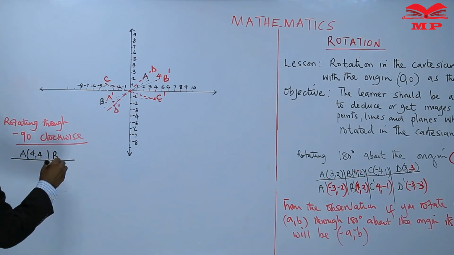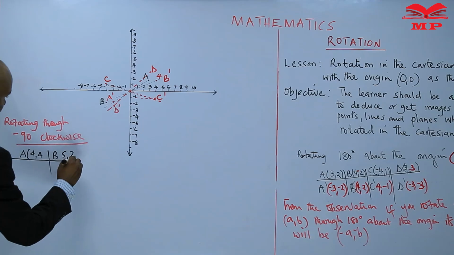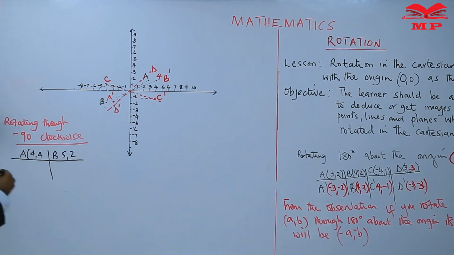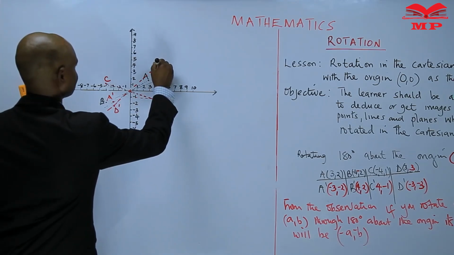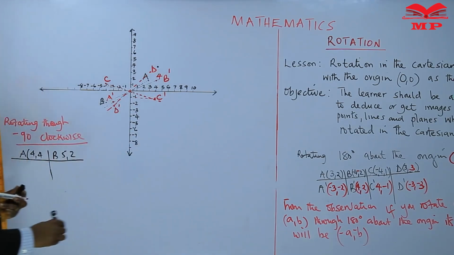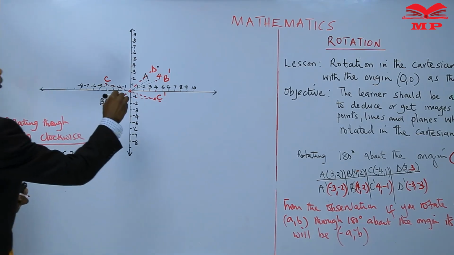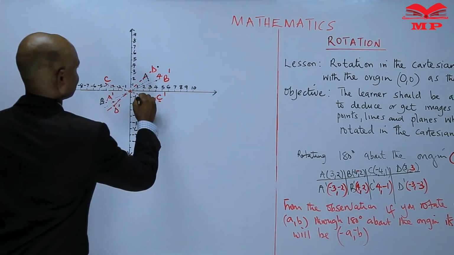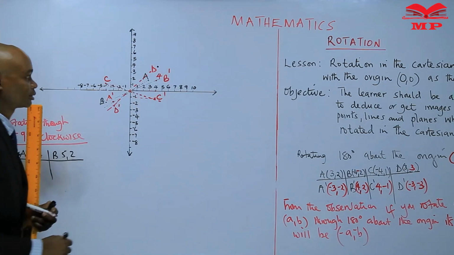B, 5, 2. Let's see what we shall get. Let's start with 4, 4. 4, 4 is here. We want to rotate it through 90 degrees, so it will be clockwise. It is going to be clockwise.